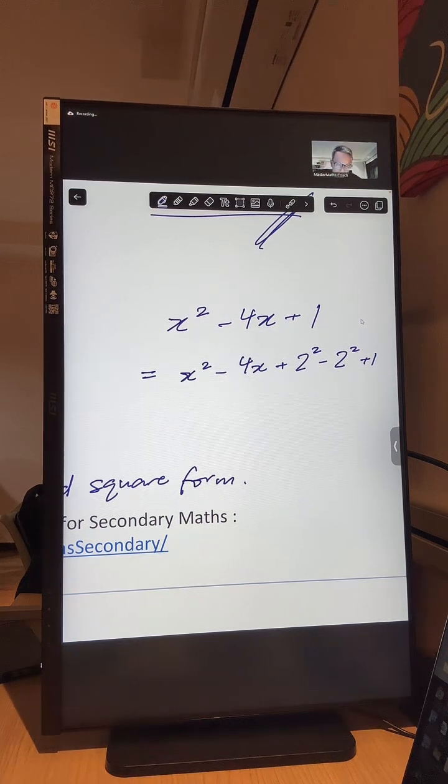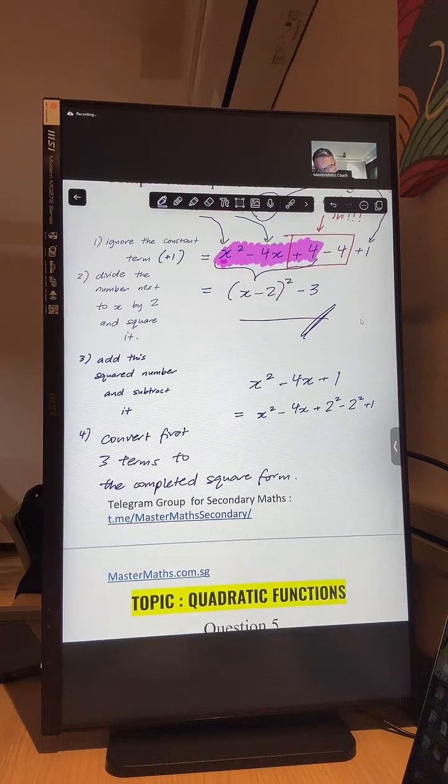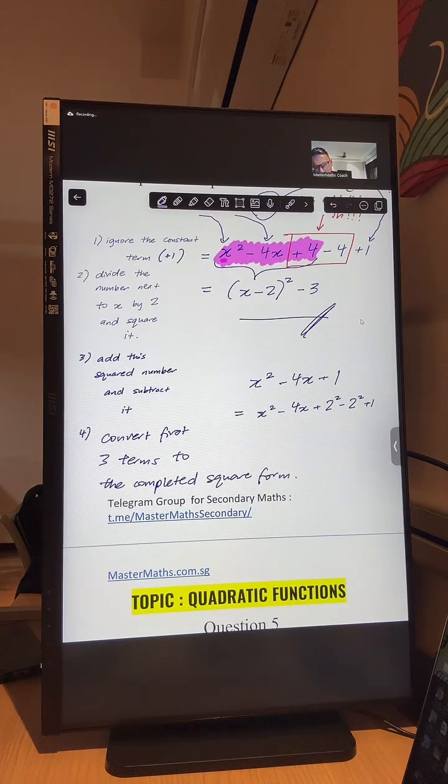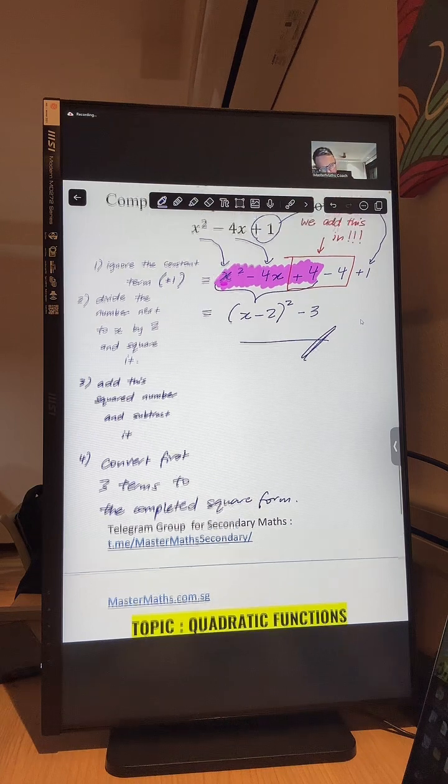But I don't quite like it like this, actually. To each his own. I'm not forcing you all to follow my method, but I still prefer my steps here. When I do completing the square, I prefer to use this method here. And this method actually complements what you would have already learned in algebraic identities. What are algebraic identities, guys? Maybe I deviate a bit.